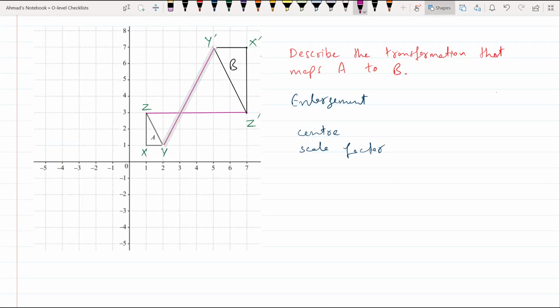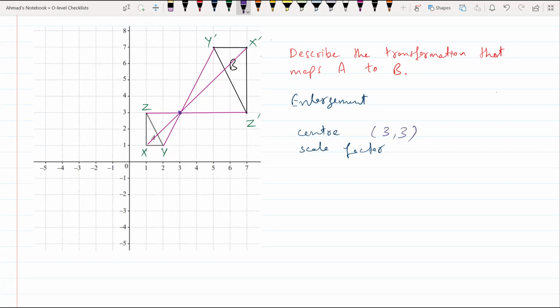But just to confirm, let's do the third one as well. X bar को भी join कर लेते हैं. This is what we get. That's your center of enlargement, which is this point here. That's 3 and 3. Okay, so center is 3 and 3.